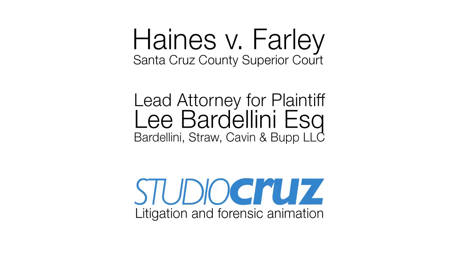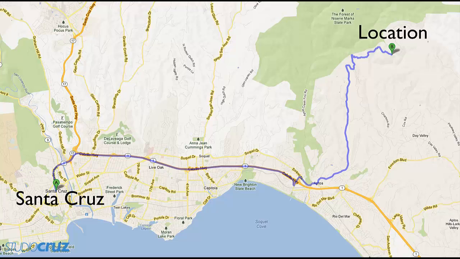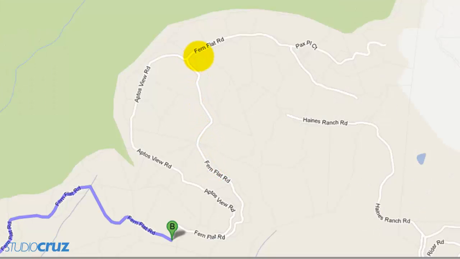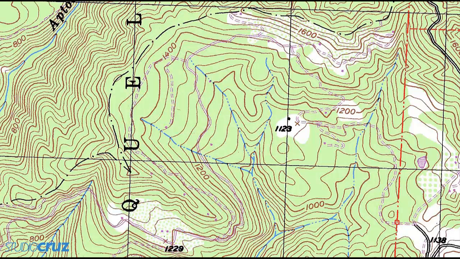Haynes versus Farley concerned several properties in the Santa Cruz Mountains, and the case was heard in Santa Cruz County Superior Court on November 3rd, 2011. The location of the properties is a valley about 15 miles northeast of Santa Cruz. This valley is half circled by Fern Flat Road, which is the only link to the main towns in the vicinity. This is a topological map of the area, and as you can see by the frequency of 40-foot contour lines, the terrain is often steep.